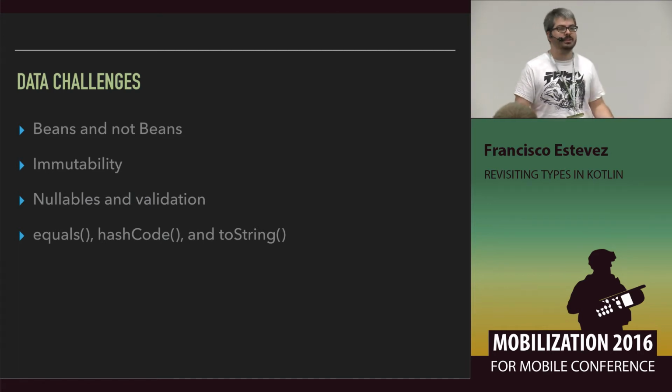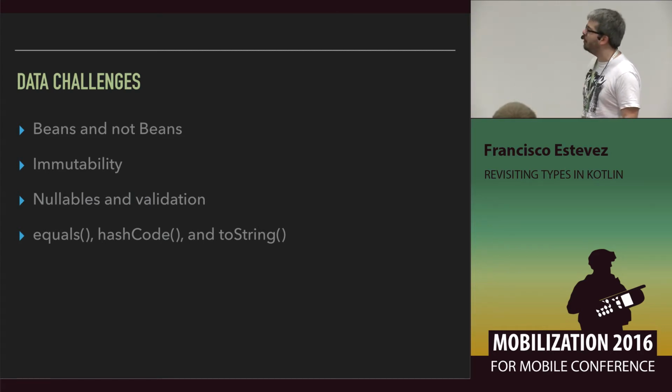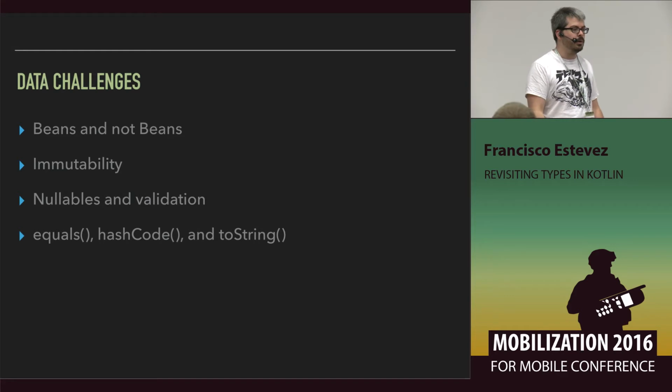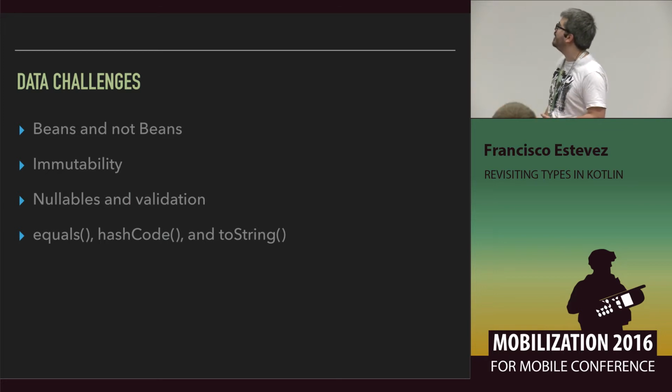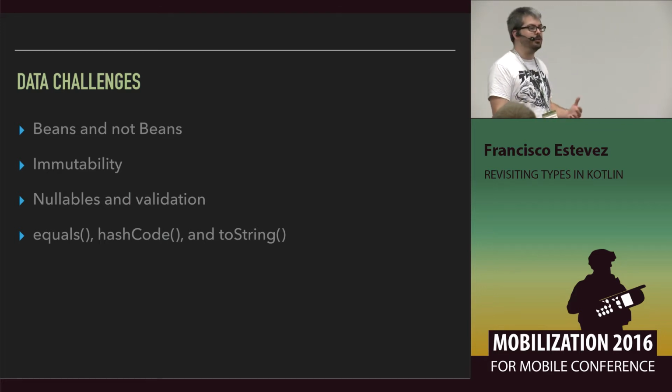And lastly, and this is just a JVM kind of problem, is equals, hashCode and toString. If you want structural equality, meaning that you compare all the fields rather than the instance, you have to override the method, and you also have to provide a toString so the printing is a little bit better than the original one.